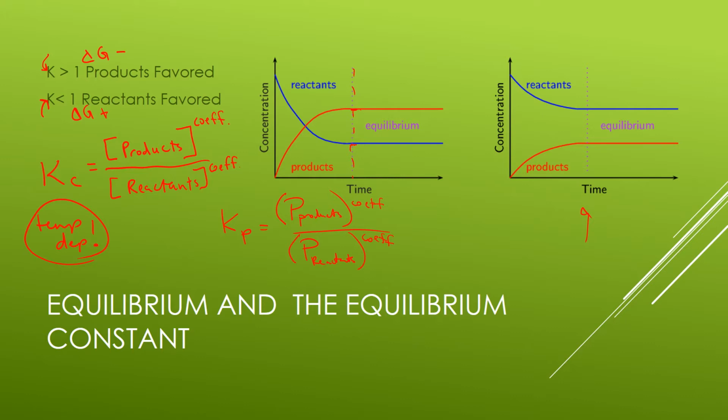Another thing you have to remember while writing these expressions is pure solids and pure liquids are never in your expression. So when you write your expression for this, you don't plug in any numbers except for the coefficients. You plug in what the products and reactants are, and you never include solids and liquids because they are so high in concentration that they are not going to change drastically.